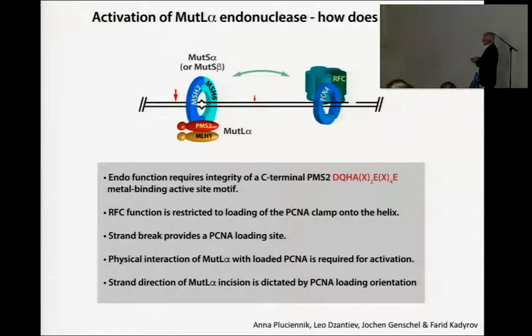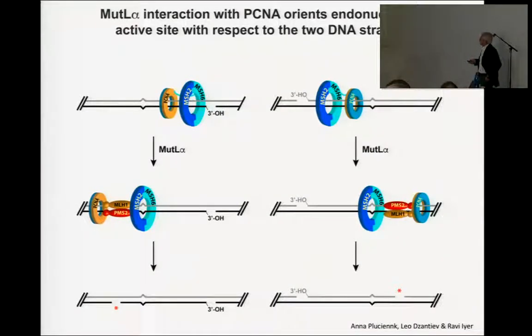So as far as we can tell, the only actors directly involved in MutL alpha activation are mismatch, MutS alpha, and DNA-loaded PCNA. And we think loaded PCNA does two things in this reaction. Physical interaction of PCNA with MutL alpha is required for endonuclease activation. And the orientation with which the PCNA clamp is loaded on the helix confers strand direction on endonuclease action. And hopefully the model shown here will clarify what I mean by that. So as I said, the preferred site for PCNA loading is a 3' double strand, single strand junction. The two faces of PCNA are not equivalent, and loading at a 3' double strand, single strand junction uniquely orients the clamp relative to the absolute orientation of the helix, as indicated by the gold and blue colors here.